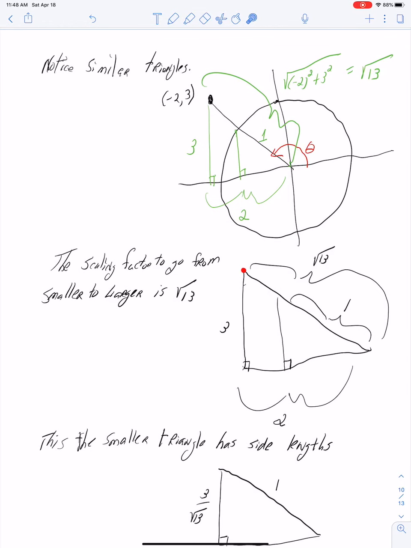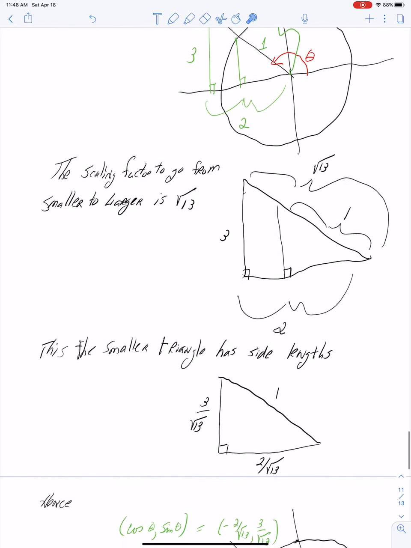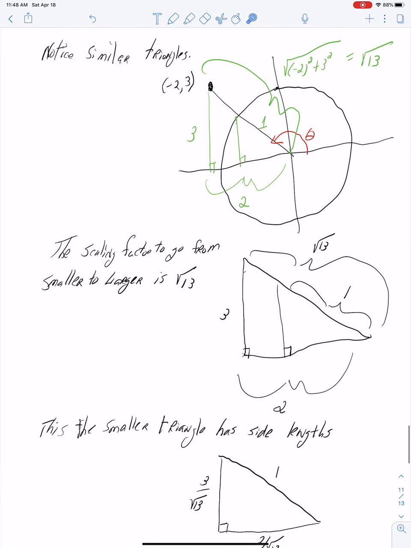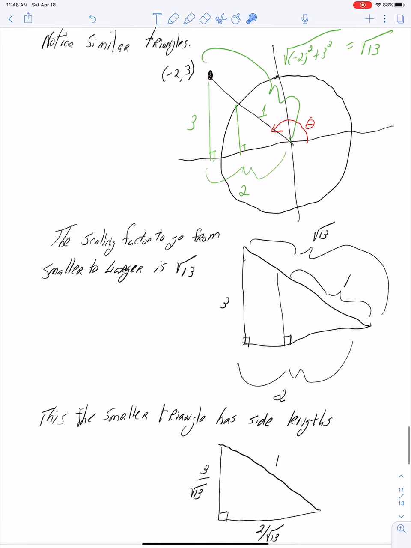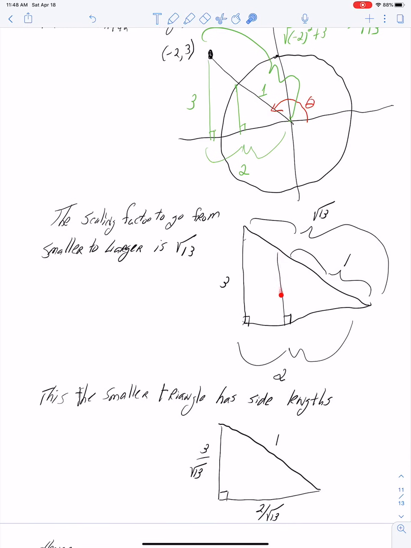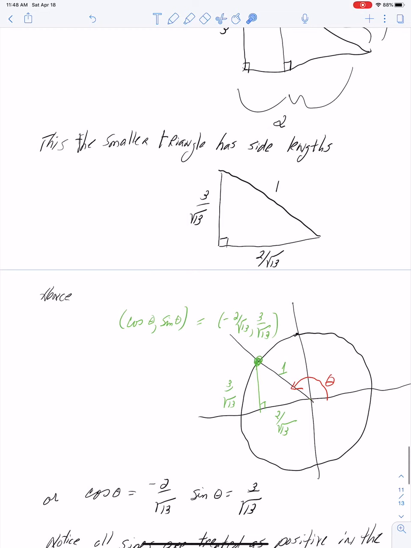Well, so what do I multiply the square root of 13 by to get 1? And the answer is 1 over the square root of 13, right? So what's this length side? It's 3 over the square root of 13. And what is this length side? It is 2 over the square root of 13. And there I filled that in down here. So this is 3 over the square root of 13. This is 2 over the square root of 13.